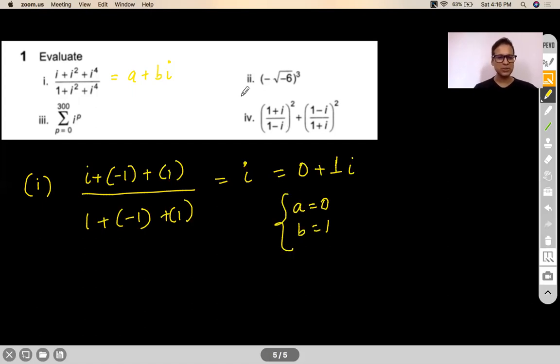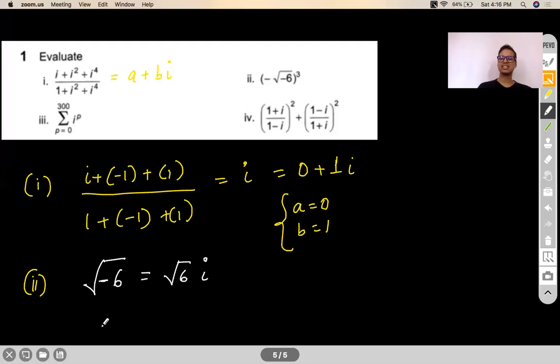Let's do the third one. Third one is quite easy. Okay, one more thing I would like to highlight over here. When you say negative 6 under root, it is basically written as root 6 i. So when you're doing negative of negative 6, it is basically negative root 6 i. Now, go ahead and solve this question. You have to write it in a simpler form.